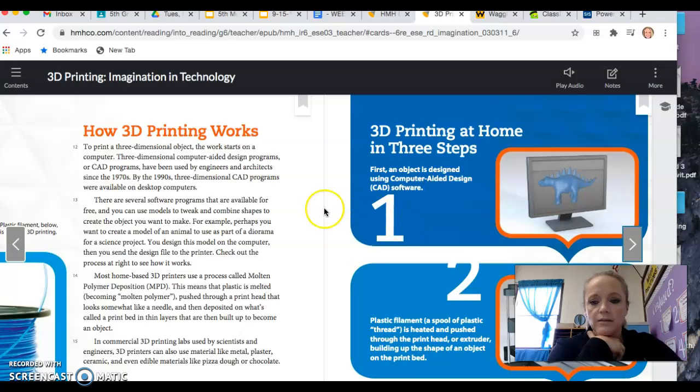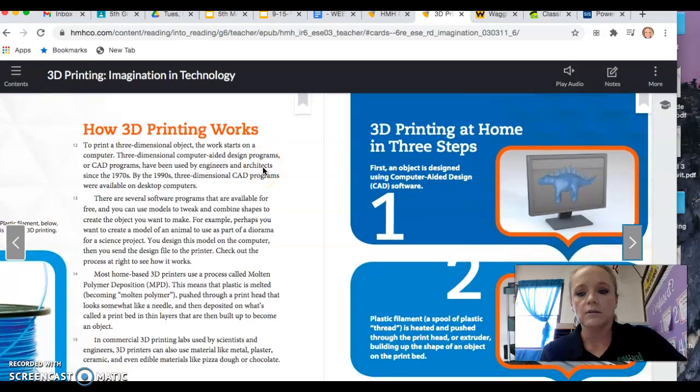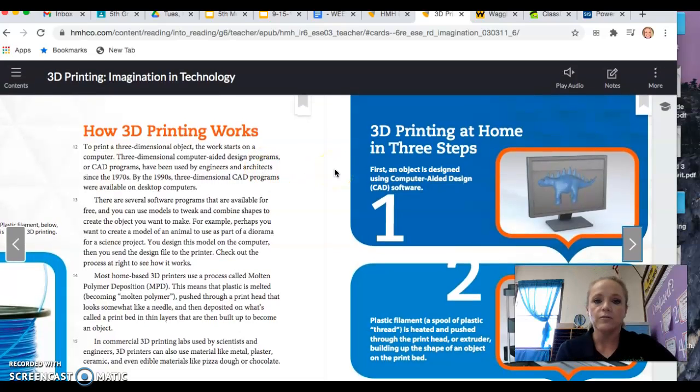And then these are your last 2 pages, how 3D printing works. When you get done reading this and this, you should be able to tell me the basic steps to how the 3D printer works. And that's where you stop. You're done after this page.